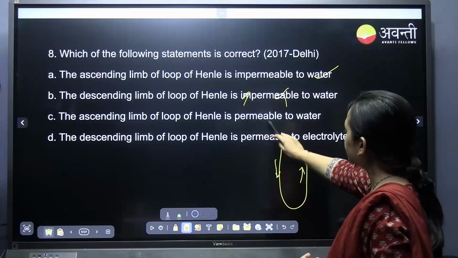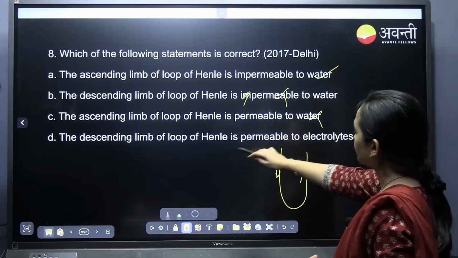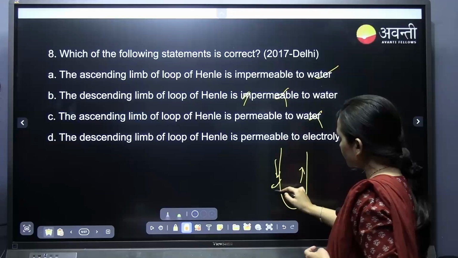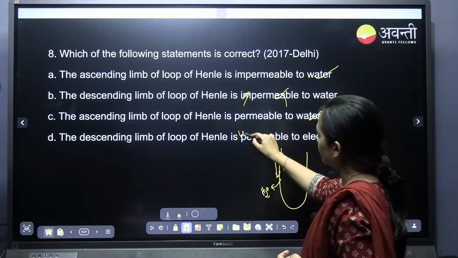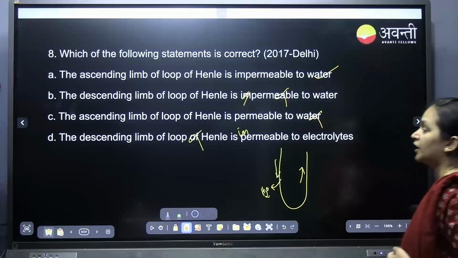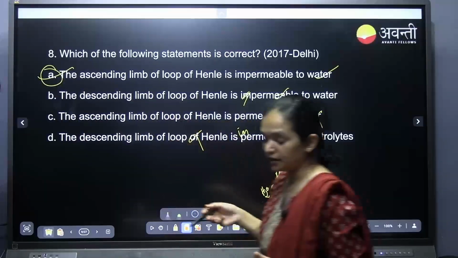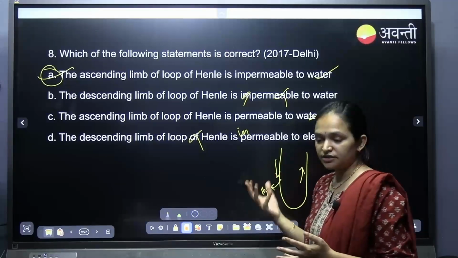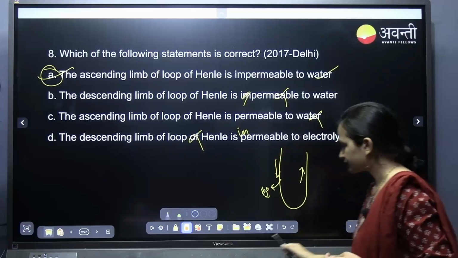The ascending loop of Henle is permeable to water? The descending loop of Henle is permeable to electrolytes? Here it is only water, no electrolytes, so it is impermeable to electrolytes, which means this is also wrong. A is the correct answer. As I told you, even if you get the answer in the first statement itself, just go through the other three.